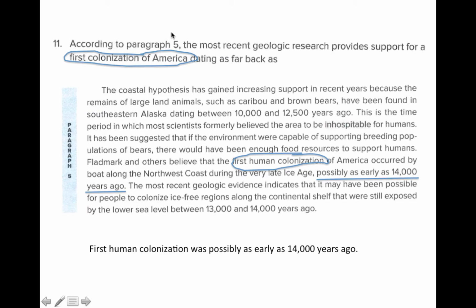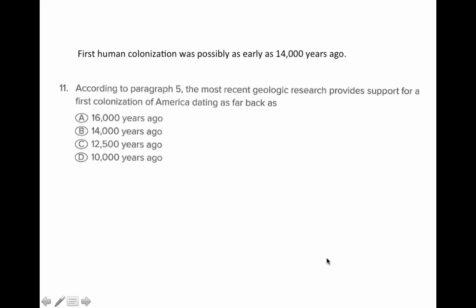Okay, question here, focus phrase. First, colonization of America. We use that to track down the information, going over information that might distract us, right? Here, first human colonization occurred possibly as early as 14,000 years ago. So when was the date for the first colonization? Well, it's possibly as early as 14,000 years ago. Taking that to our answer choices, immediately we're able to choose answer choice B, 14,000 years ago.